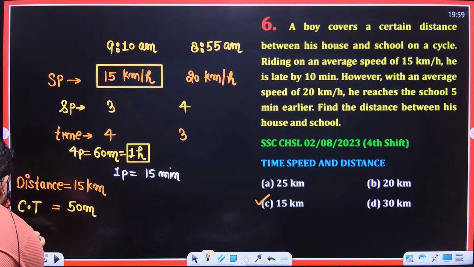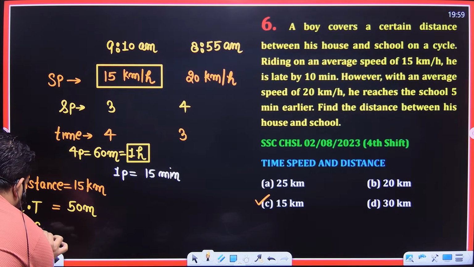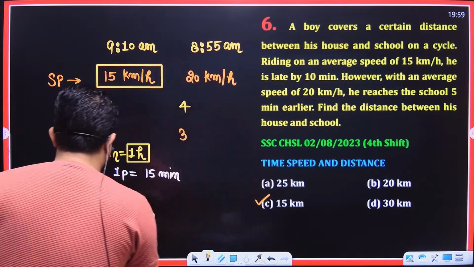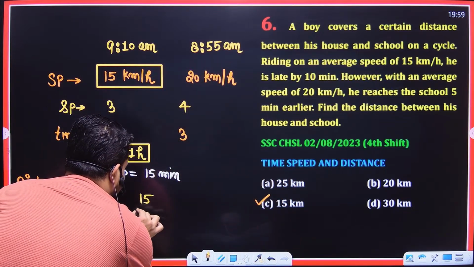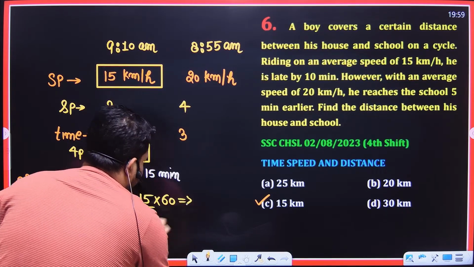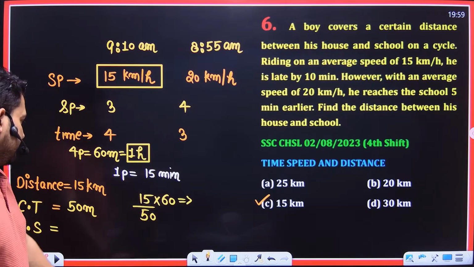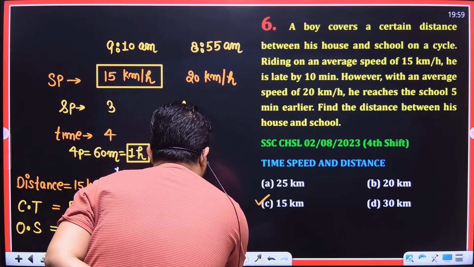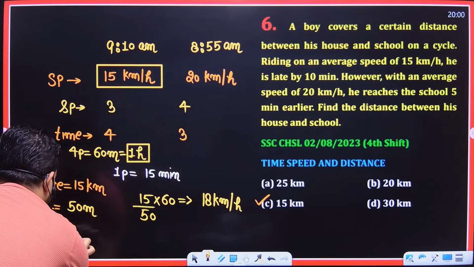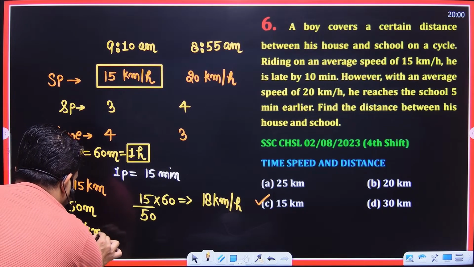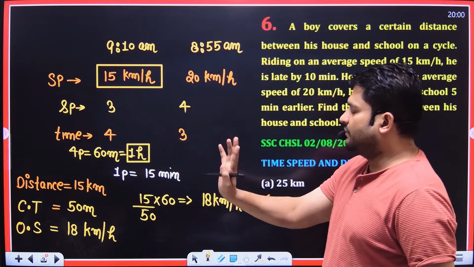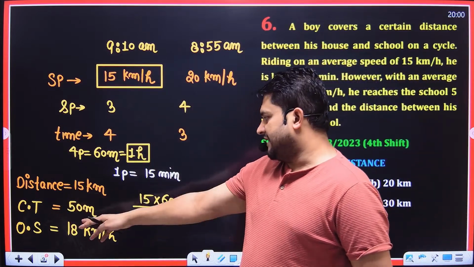If you want to calculate the original speed at which he will not be late, how will you calculate? 15 kilometer is the distance and the correct time is 50 minutes. You will divide by 6, so 10 will be cancelled out, 5 and 3, so 18 kilometer per hour. 18 kilometer per hour is the original speed or the actual speed. At this speed he will not be late. So I have calculated all three things for you. He can ask the distance of the journey, the correct time, and the original speed.